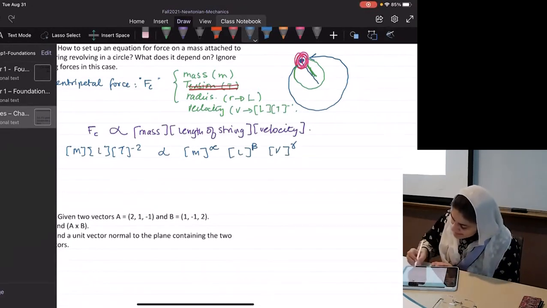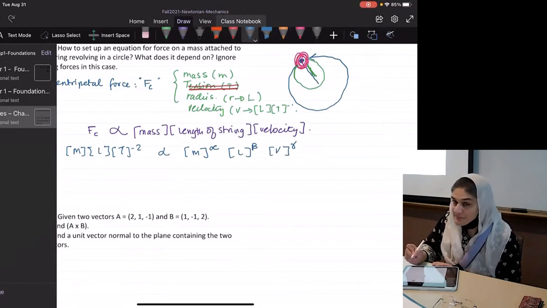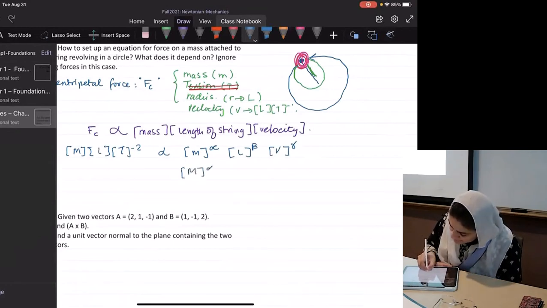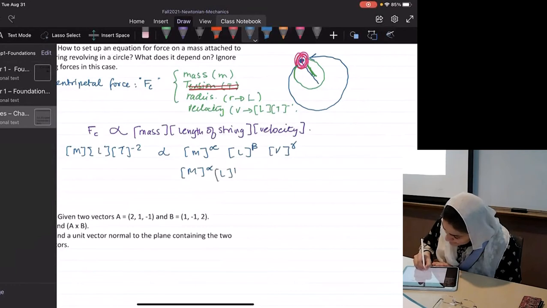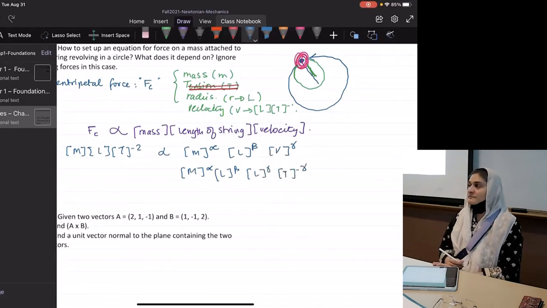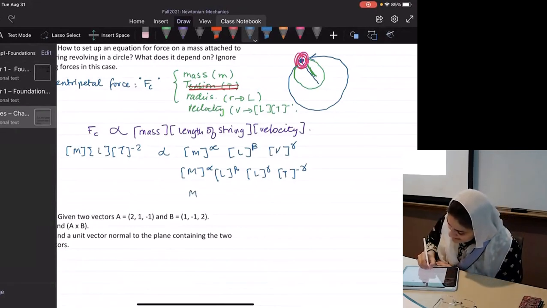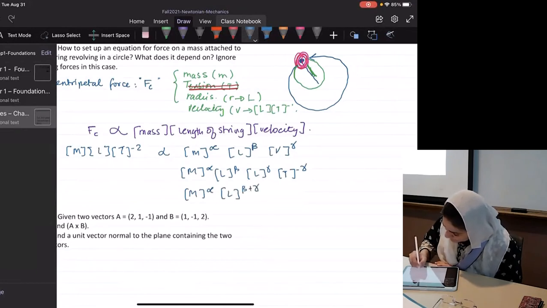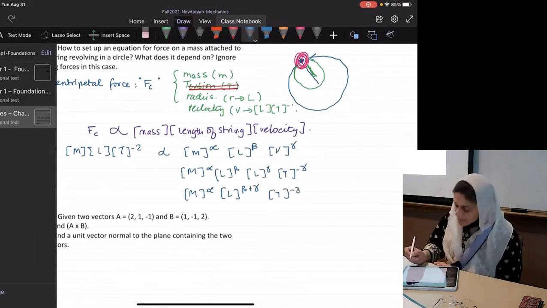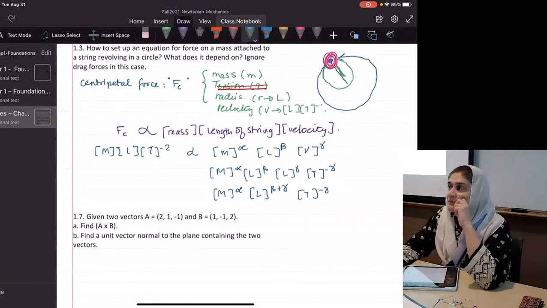So now I'm going to rewrite this because velocity cannot be part of it. It has to be in M, L, or T, correct? Okay, so that means it has to be M alpha, L beta, velocity was L gamma, and T minus gamma. You see how that happened? Make sure we understand this because it's kind of important. And then I can rewrite this as M alpha L beta plus gamma and T minus gamma. Make sure we understand that.